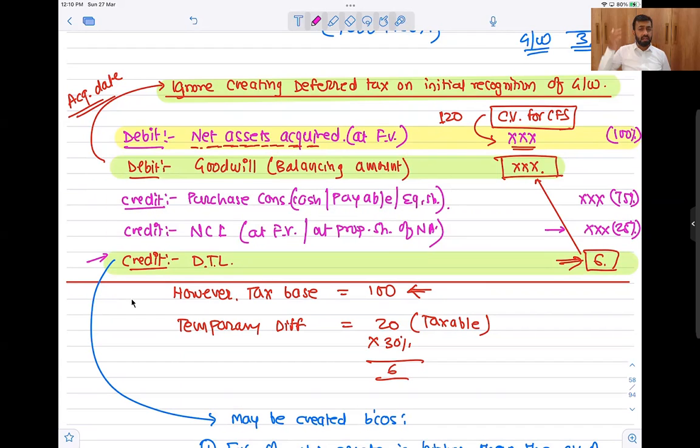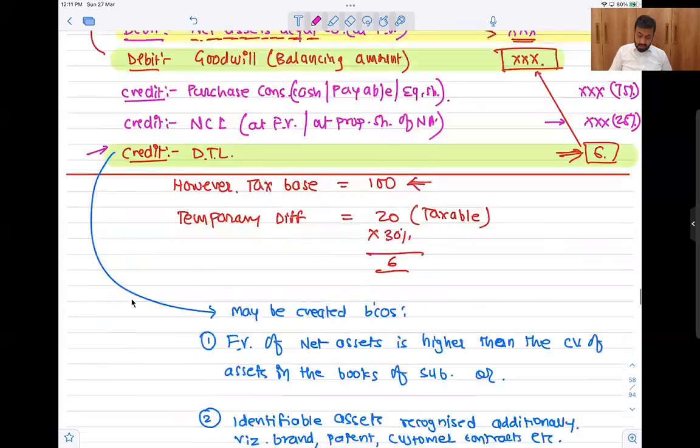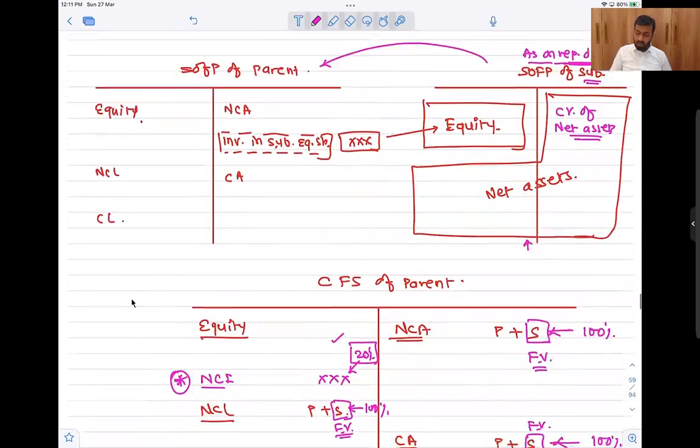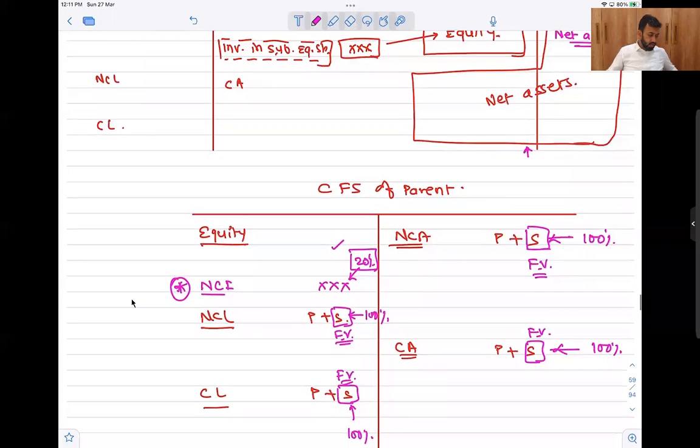Then there will be adjustments with respect to, let's say, employee benefits, with respect to financial instruments, with respect to share-based payments. All these adjustments will be there. Impairment, there will be adjustment, impairment of goodwill. All right. So with this, we will start with our question.